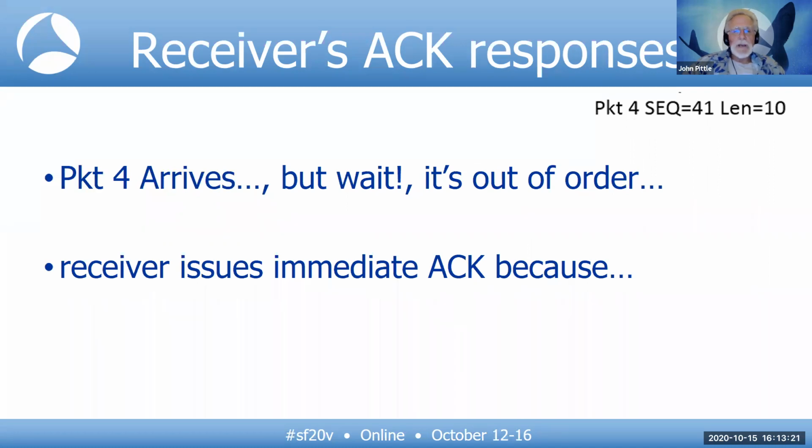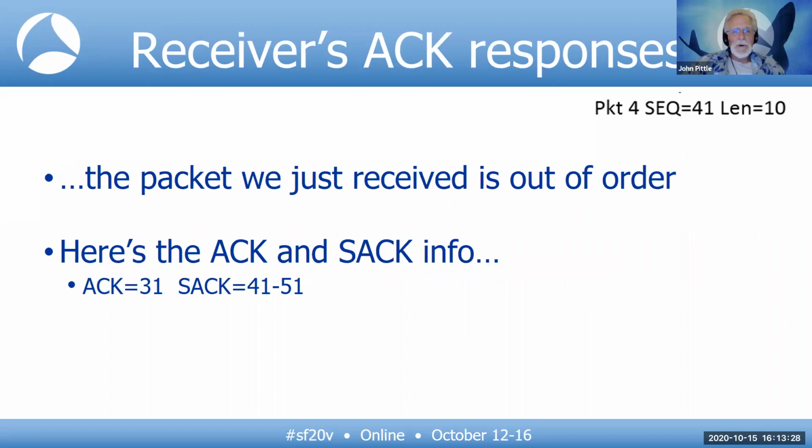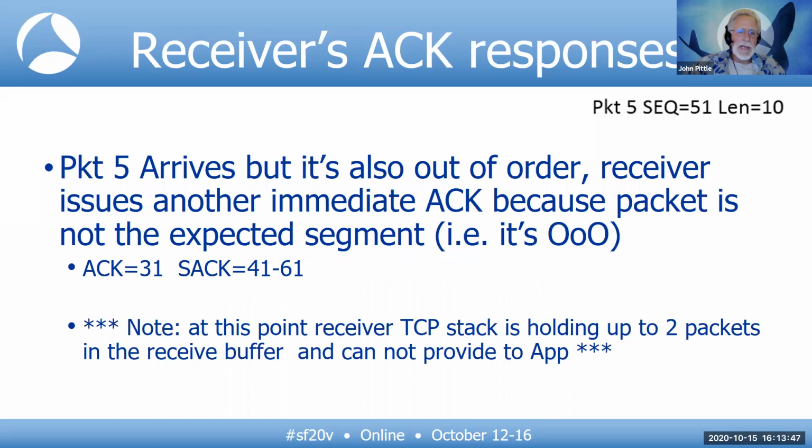Packet 4 arrives, but it's out of order, so we have to immediately issue an ACK. And what are we gonna send? We're gonna send the cumulative ACK of 31, saying, hey, this is what I was waiting for. And oh, by the way, what I just received, since there's only one field in here, is 41 through 50. And then packet 5 arrives, it's also out of order. So the receiver has to issue another immediate ACK because it's not what we were expecting. We were expecting 31, we got something else. So now we populate the SACK field with 41 through 61.